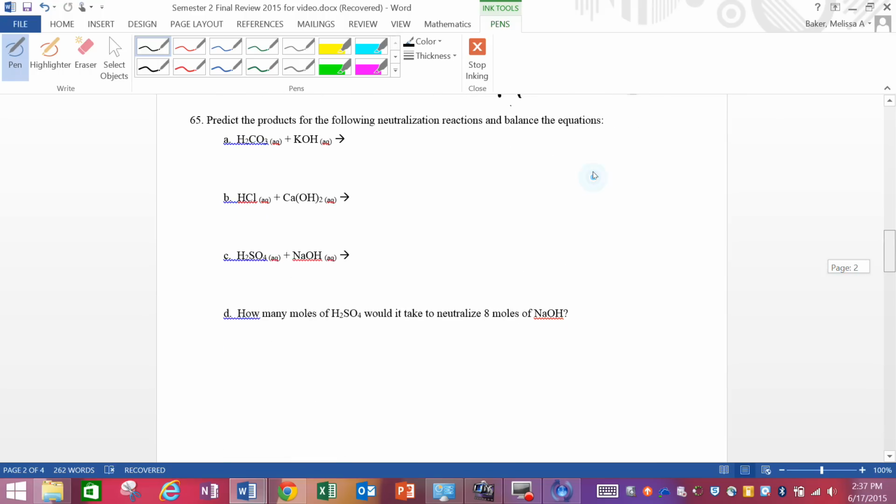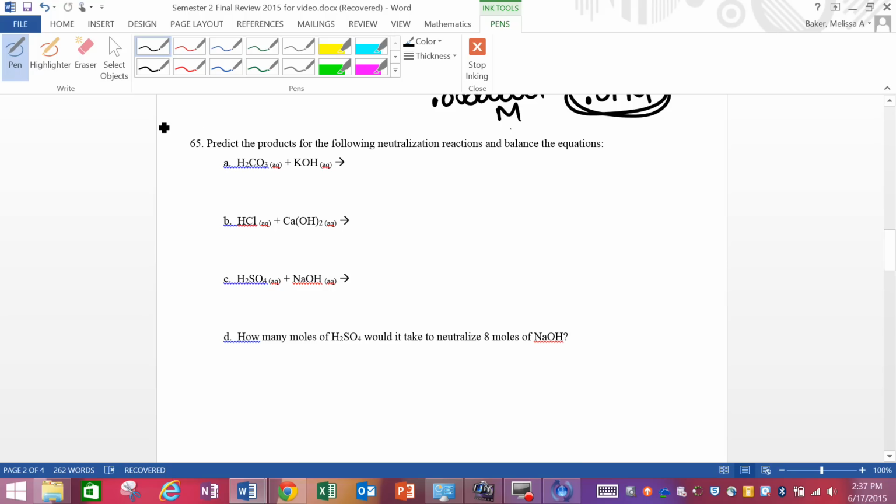Predict the products of the neutralization reactions is next, and balance. These are double displacement reactions. So now K is going to be with the CO3. K's got a +1 charge, CO3 is a -2, so that's K2CO3. And now H is with OH, so you can just rewrite that as H2O. And this is not balanced, K2, so we need a 2 there. Then we've got 4 H's, so we need a 2 in front of the H2O.